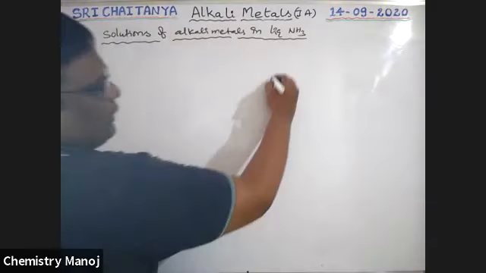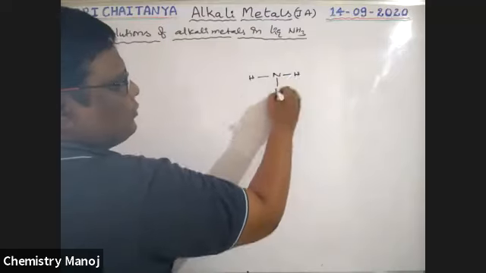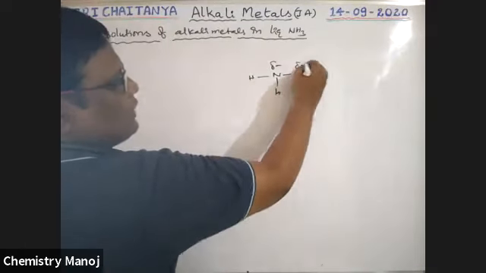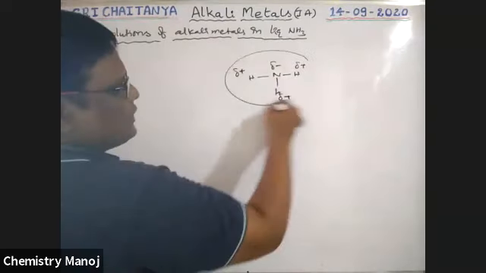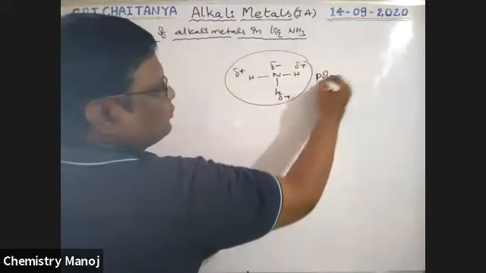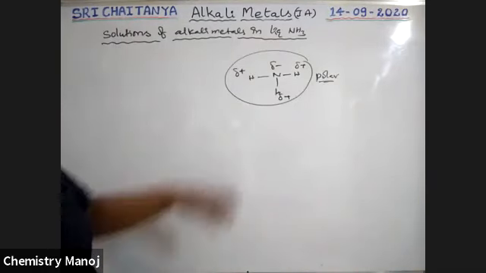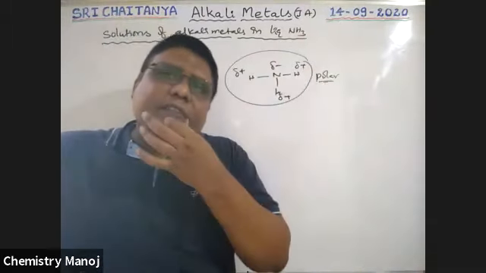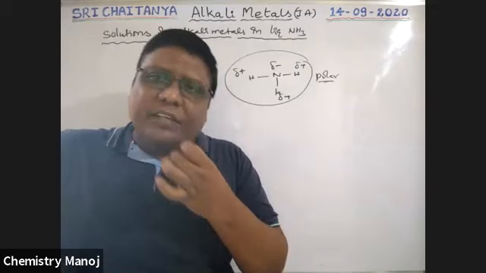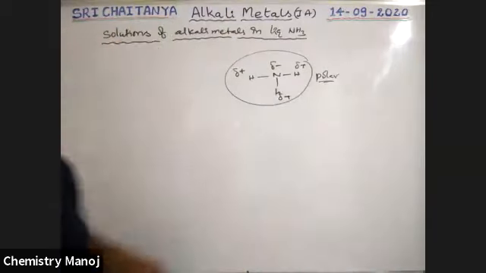See here, boys. Ammonia, NH3. This nitrogen has a partial negative charge. Hydrogen gets a partial positive charge. So that means our ammonia is also a polar molecule, just like water. There is a polarity. So just like water, ammonia is also associated around that metal ion. That is why it is called ammoniation or solvation.